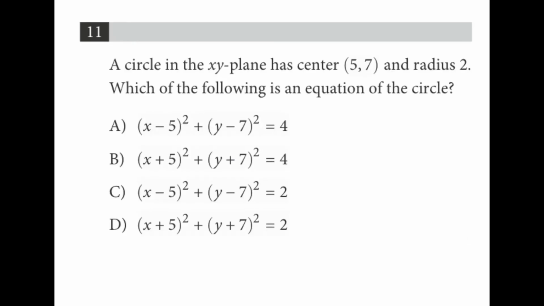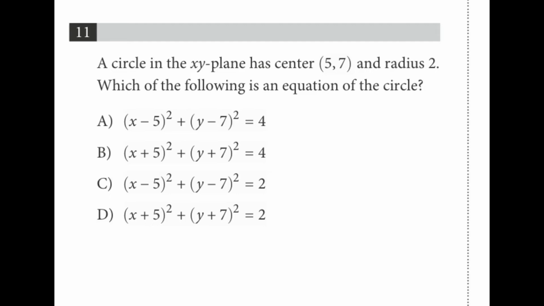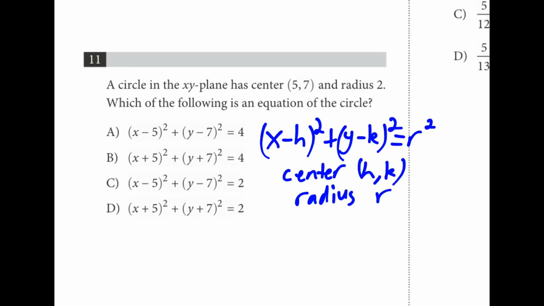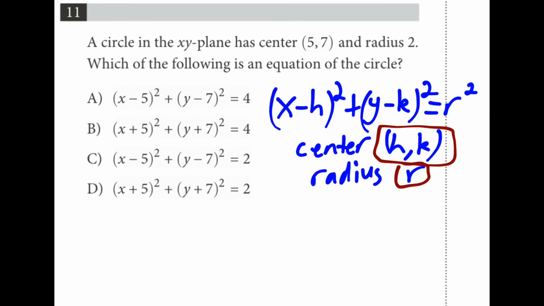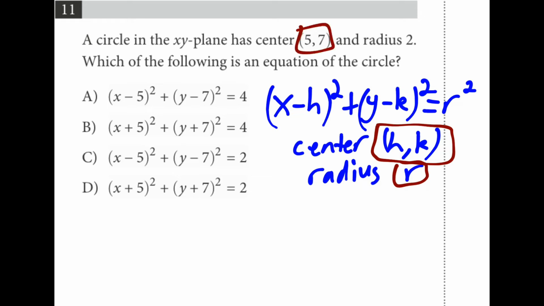Number 11 requires you to understand the circle formula. And this is what that formula looks like. X minus h squared plus y minus k squared is equal to r squared. That's for a circle with a center of h comma k and a radius of r. So they give us all three of those values, the x and the y coordinates of the center, that's h and k, respectively, and they give us the radius too.